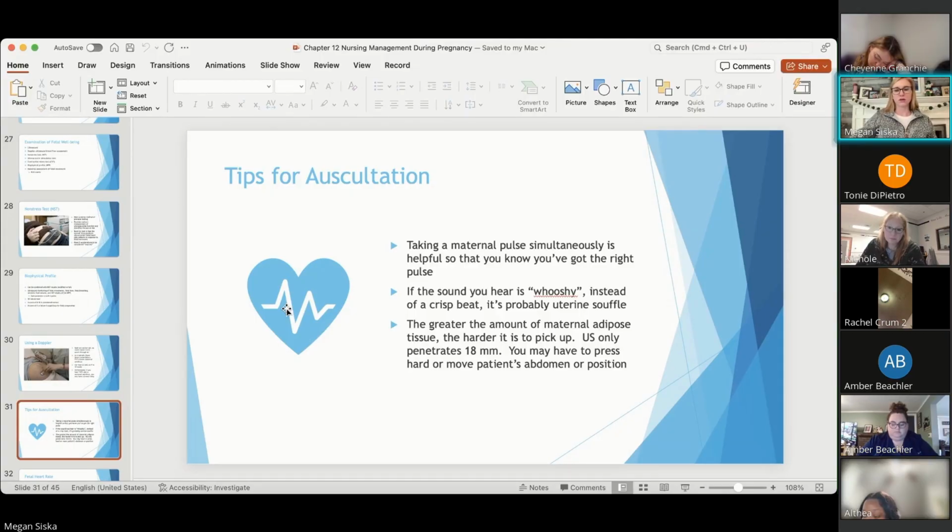It also can be more difficult the larger your patient is, because if they have a lot of adipose tissue, those sound waves are having to travel through all of that excess adipose tissue. So it's more difficult to find the heartbeat and to hear the heartbeat.